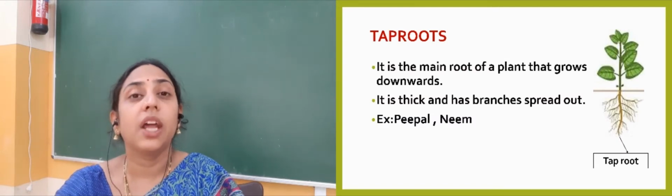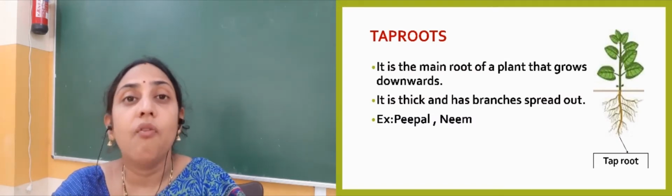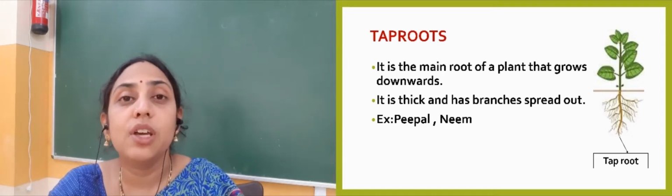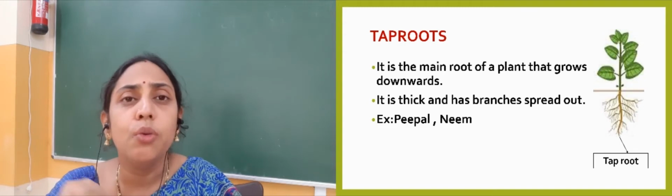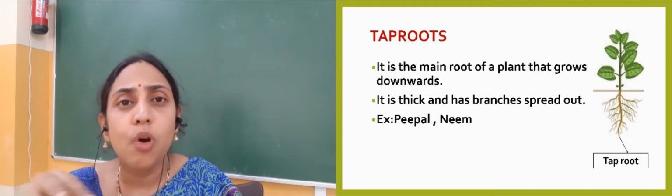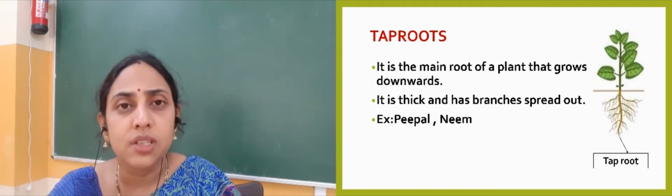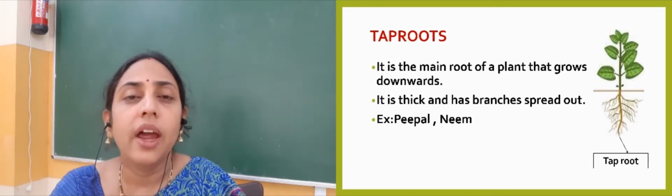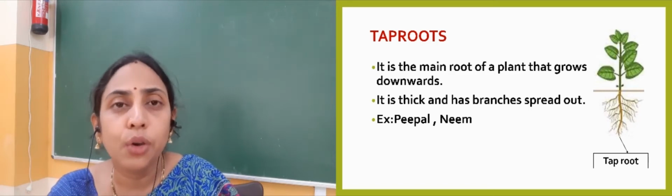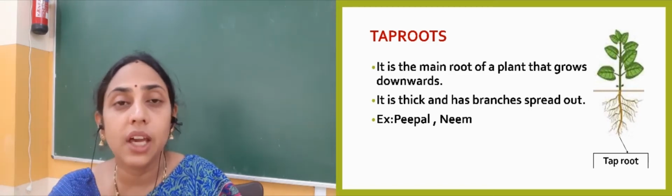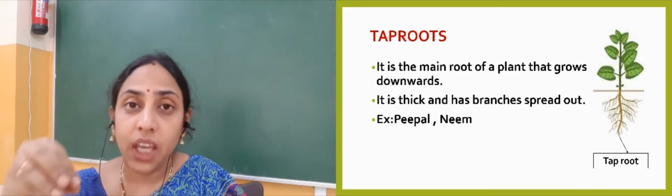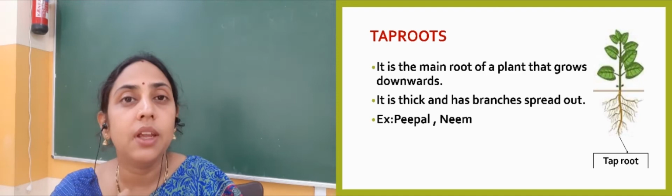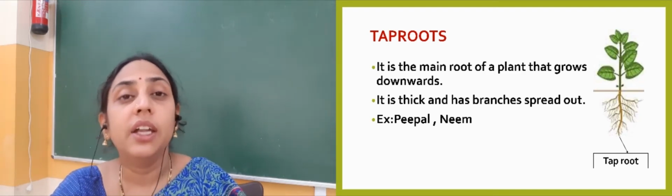Now, if we talk about taproots, they have one main root that grows very deep into the soil with other small roots attached to it. These small roots are also called lateral roots. Okay. So, in the taproots, we will have one main root and other small roots grow along with the main root, they are called lateral roots, and they go very deep into the soil. If you see the roots of mango, peepal trees and all, they have these taproots.